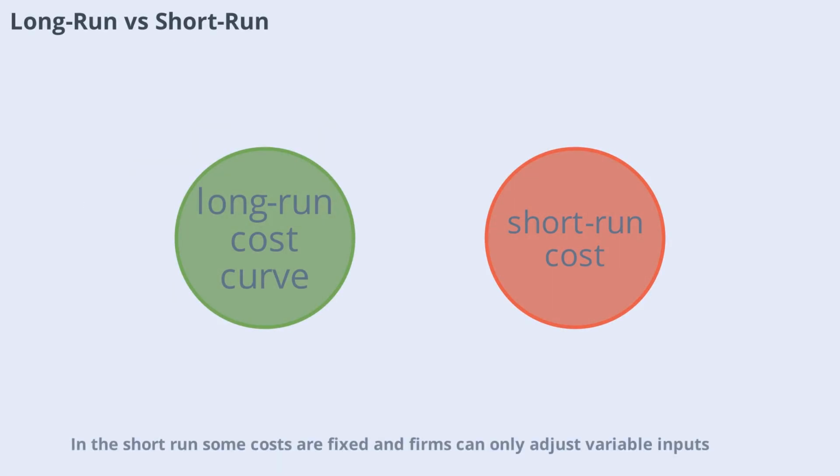In the short run, some costs are fixed, and firms can only adjust variable inputs. In the long run, all inputs are variable, allowing firms to change their scale of operation. This flexibility means that firms can seek the most efficient production level, minimizing average costs over time. The long-run cost curve reflects these adjustments and the pursuit of economies of scale.